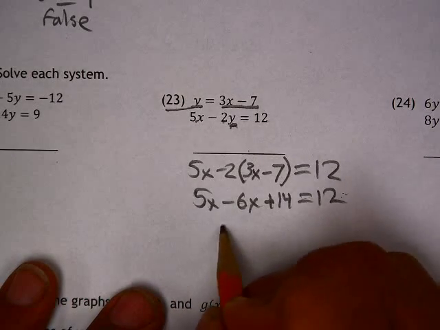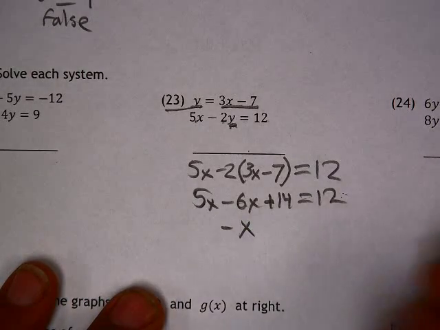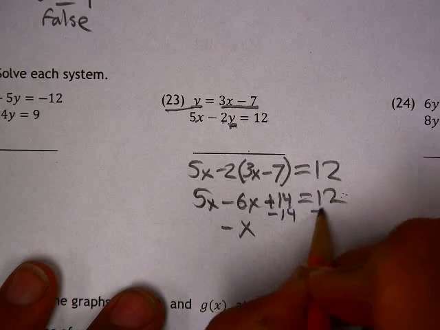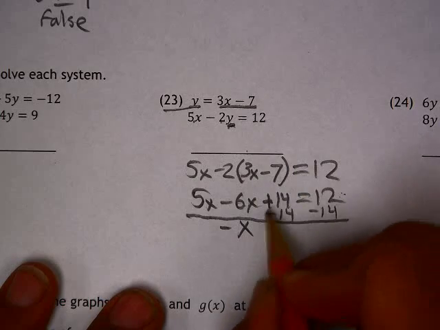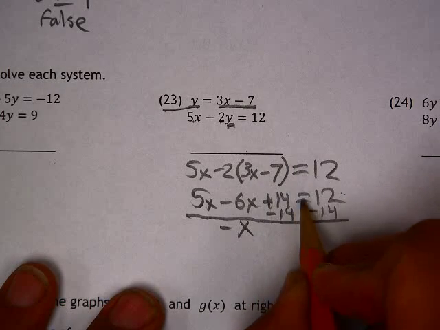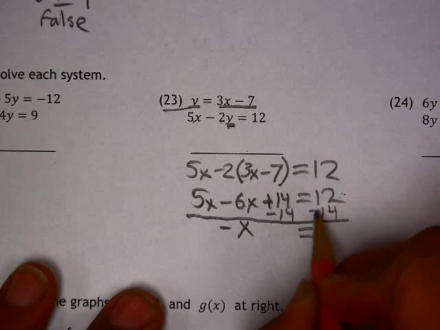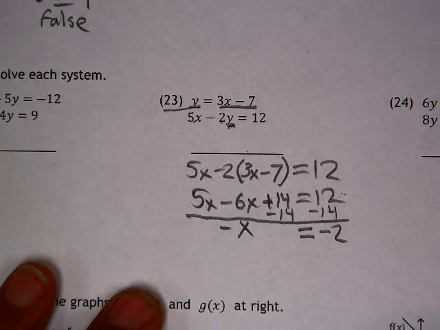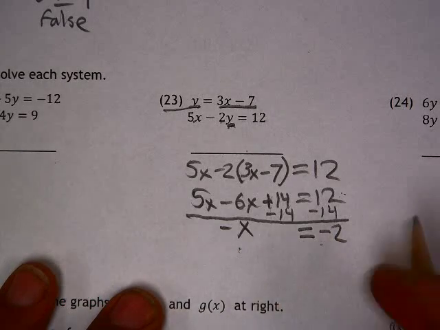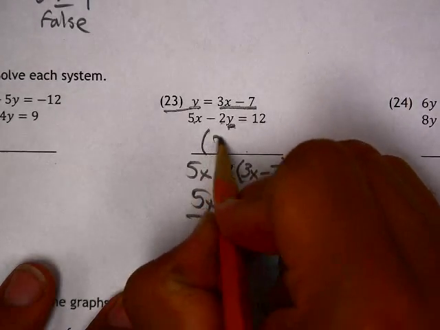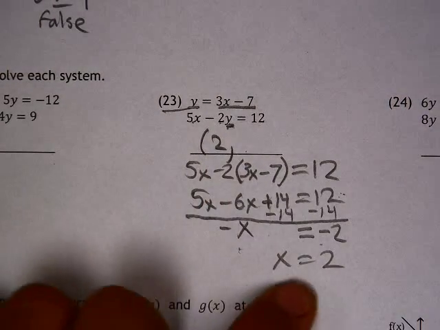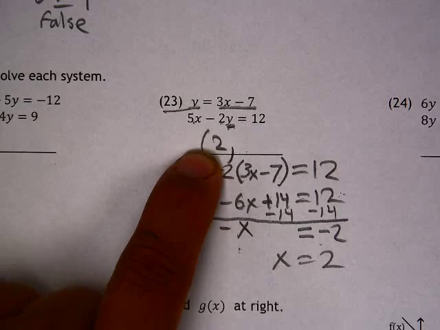5x and minus 6x become a minus 1x or a minus x. At the same time, I will subtract 14 from both sides. So this goes away. Bring down the equal sign. 12 minus 14 is minus 2. So if negative x is minus 2, then x is positive 2. So one part of the answer is 2 comma something. That's my x value, so list it first.